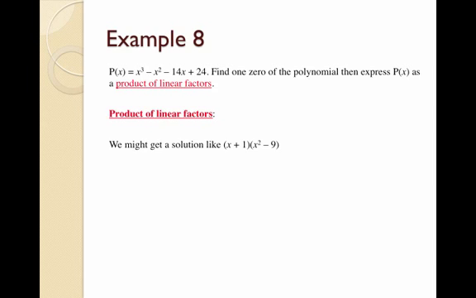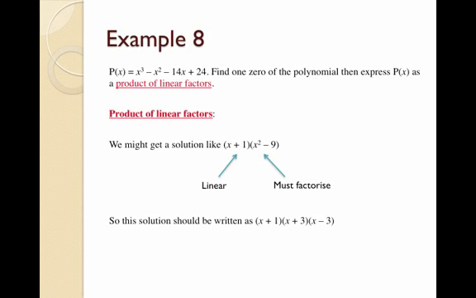This means that our final solution is something like x plus 1 times x squared minus 9. Now the first term in this example is linear because the highest power is 1. But the x squared minus 9 is a quadratic, so we have to factorize this to find the other linear factors. In this case, the solution would be x plus 1 times x plus 3 times x minus 3. Thank you, difference of two squares.